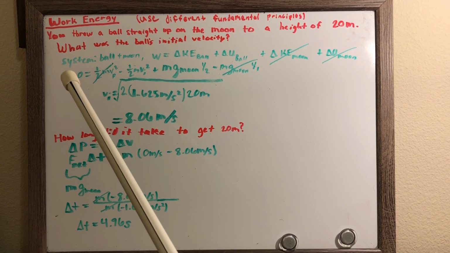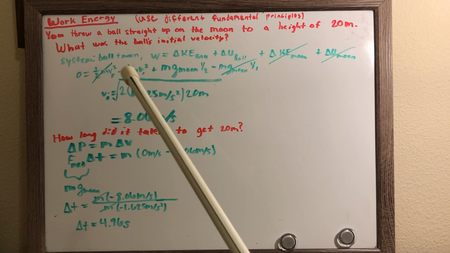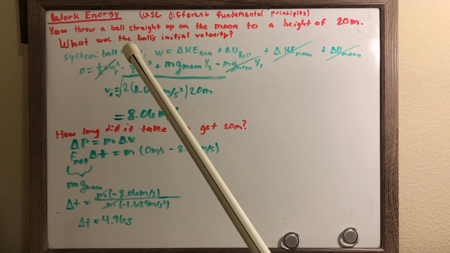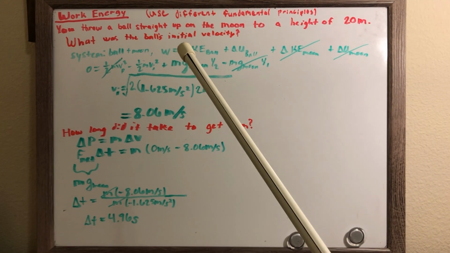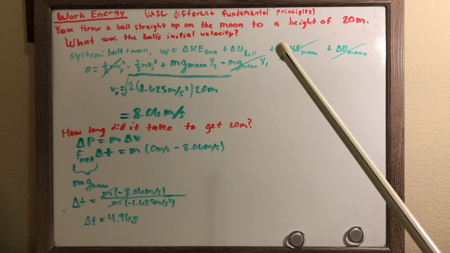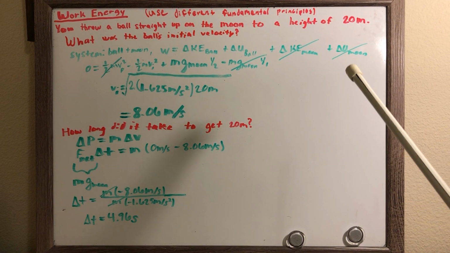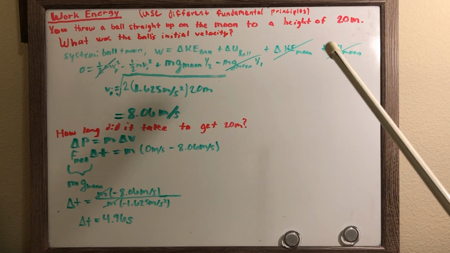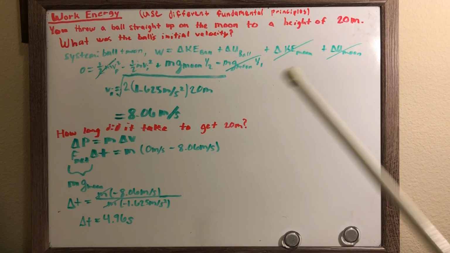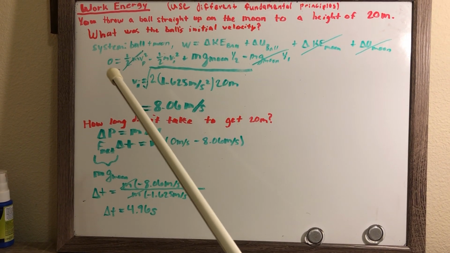To solve this, you first need to pick a system, and I wanted my system to be the ball plus the moon. That way there are no external forces acting on the system. And the work of the system is the change in kinetic energy of the ball plus the change in potential energy of the ball plus the change in kinetic energy of the moon plus the change in potential energy of the moon. And the kinetic energy and potential energy of the moon do not change with respect to the ball. So the work done on the system is 0.